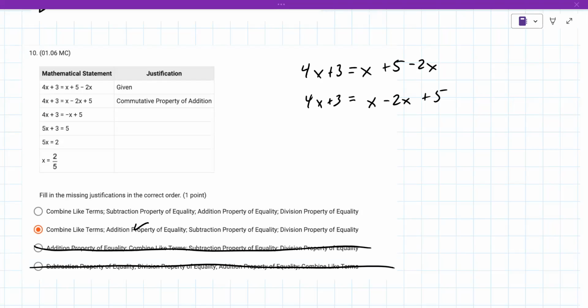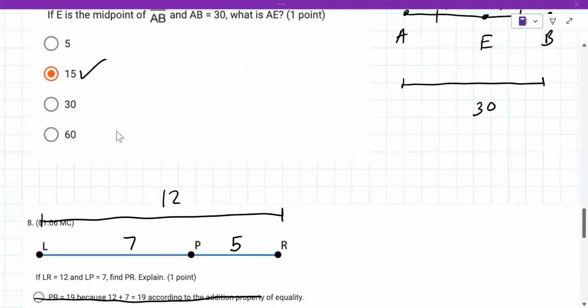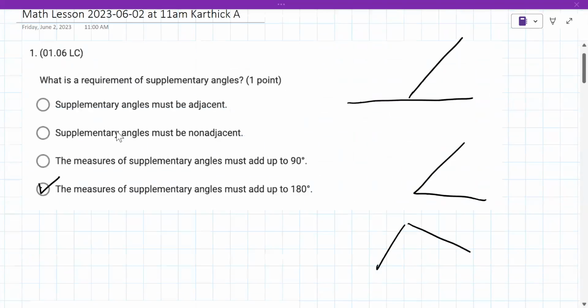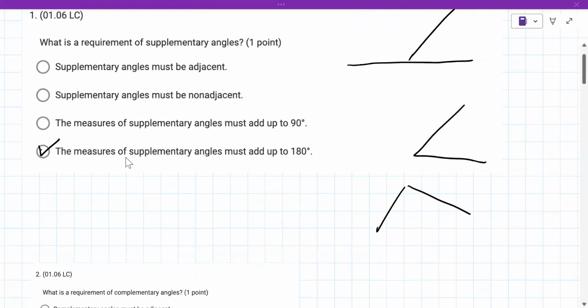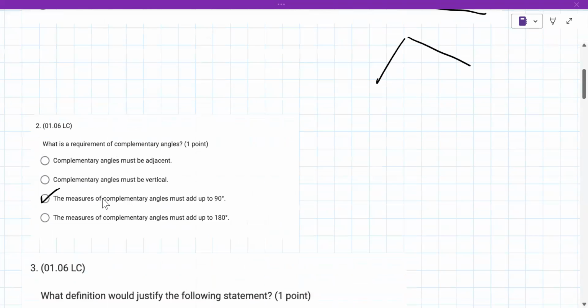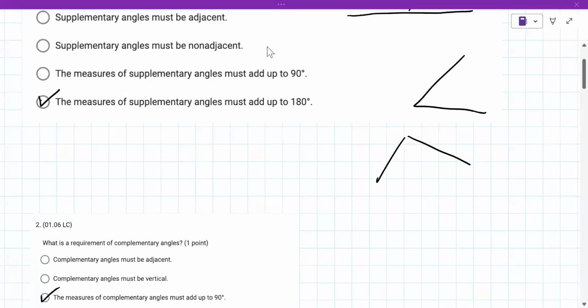All right, so this time we got a 90%, so lower than last time. We got one wrong, though. That was the first question. What is the requirement of supplementary angles? I think the correct answer that they put was the measures of supplementary angles must add up to 180 degrees. Yeah, you notice we changed that after doing the second one. Complementary add up to 90 degrees, supplementary add up to 180 degrees.